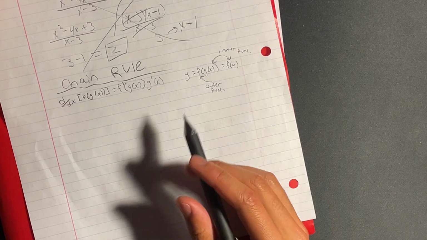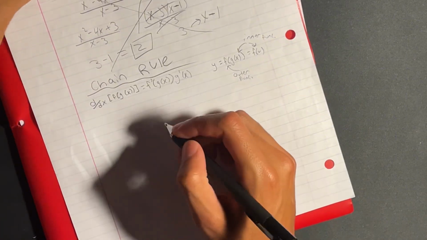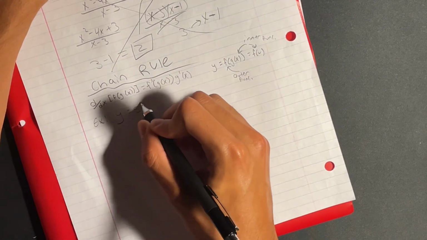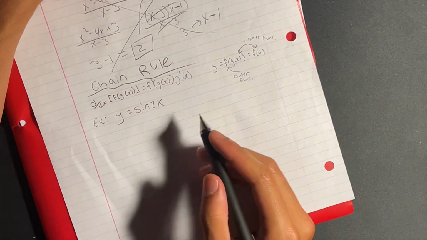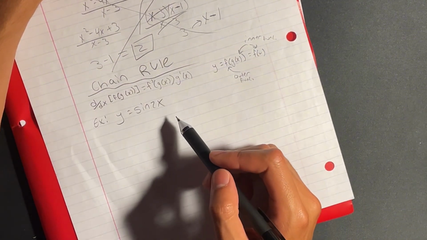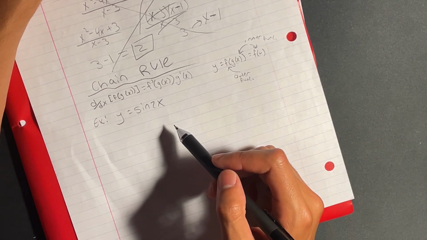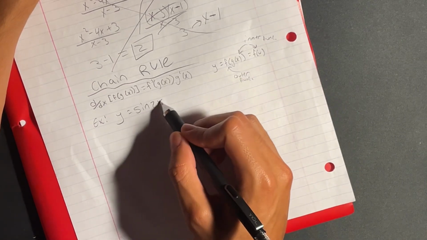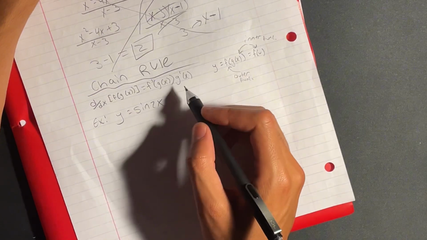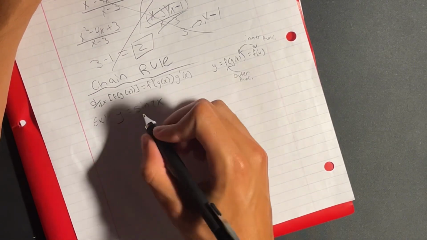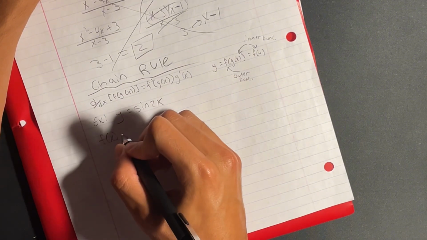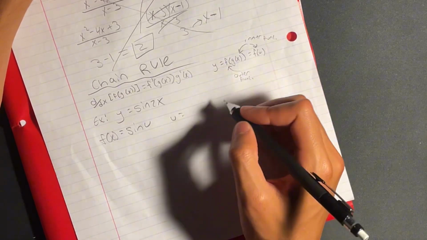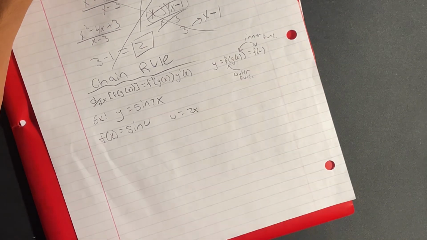All right, let's do an example. We'll do something simple like y equals sine of 2x. Here we can see that the outer function is sine u, with u being what's inside, so 2x would be u. So let's label f of x as sine of u, and then u equals, u and g of x are essentially the same thing, 2x.